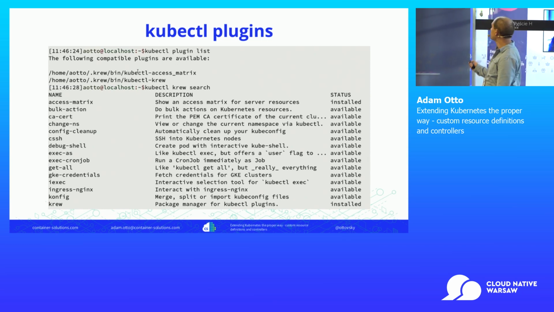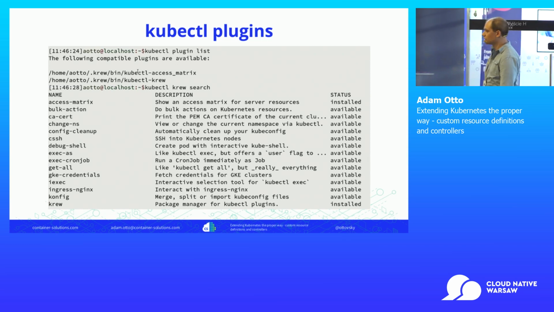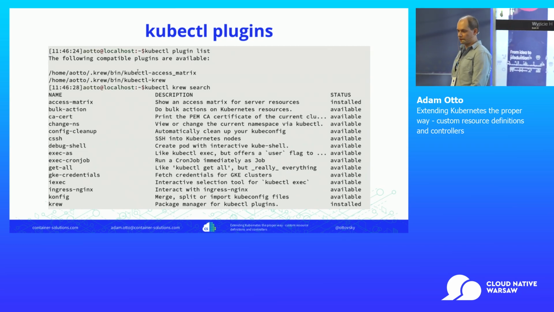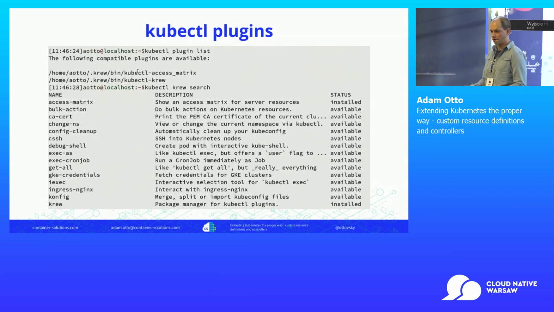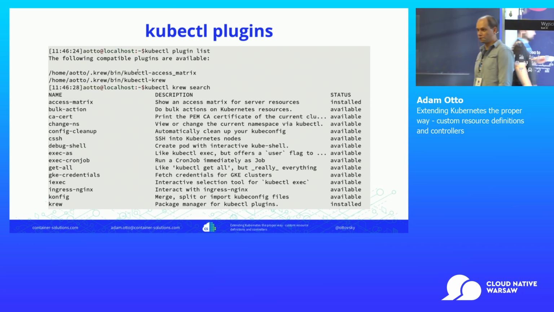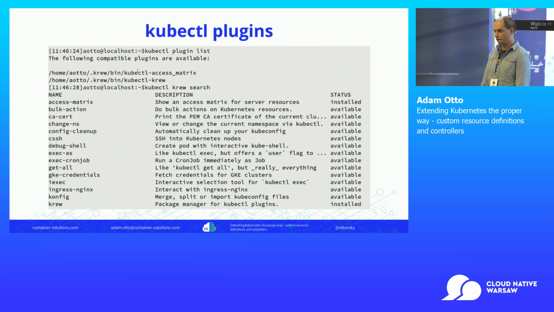Another one from this list which is interesting is the access matrix. If you have been working with Kubernetes previously, you may be aware that understanding the RBAC roles for a specific user may be kind of messy. This plugin gives you a good visualization of what the RBAC rules are for the specific user. This is something definitely useful.